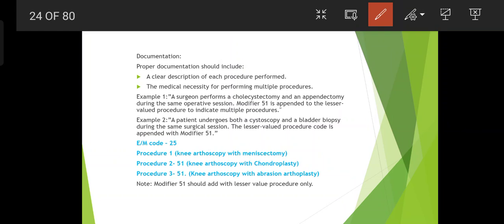Okay, because whenever you are applying modifier 51, in the reimbursement part, reimbursement will go less for the secondary procedures. Okay, while assigning modifier 51 you have to choose primary procedures and secondary procedures correctly, and you have to apply modifier 51 with the secondary procedures only, that are lesser valued procedures.